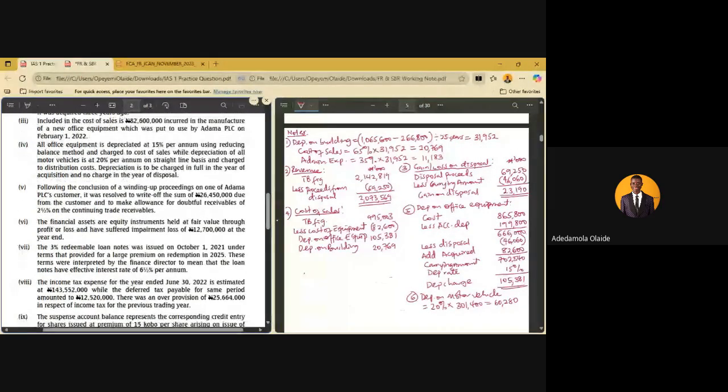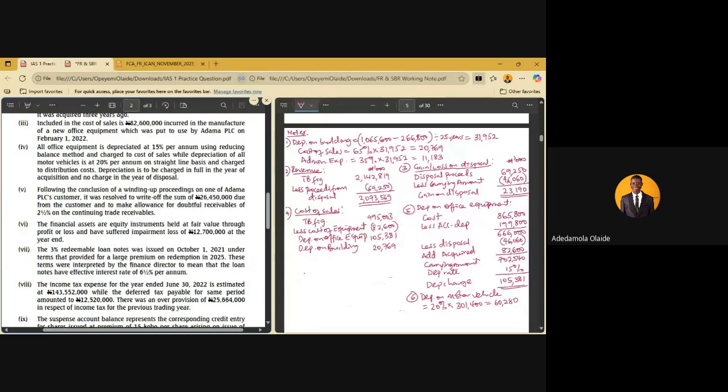So we move to the next additional information. Following the conclusion of the winding up proceeding, one of Adama PLC customers, it was resolved to write off the sum of 26,450,000 due from the customer. That's a bad debt written off. No issue. And to make allowance for doubtful debt of 2.5% on continuing trade receivables. Okay. So for this, we'll have what?